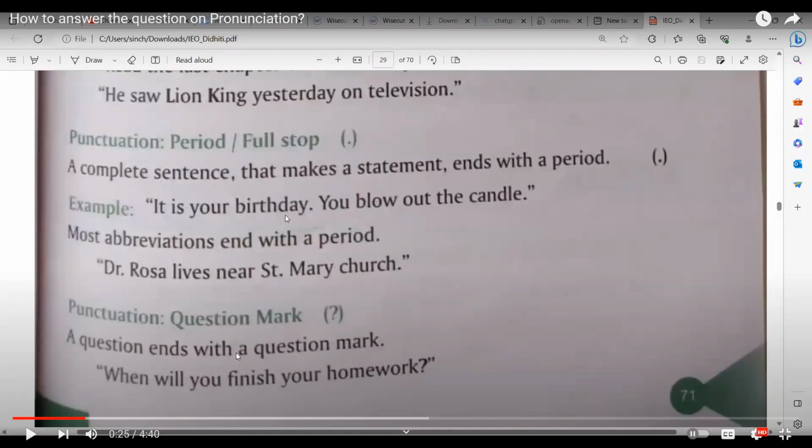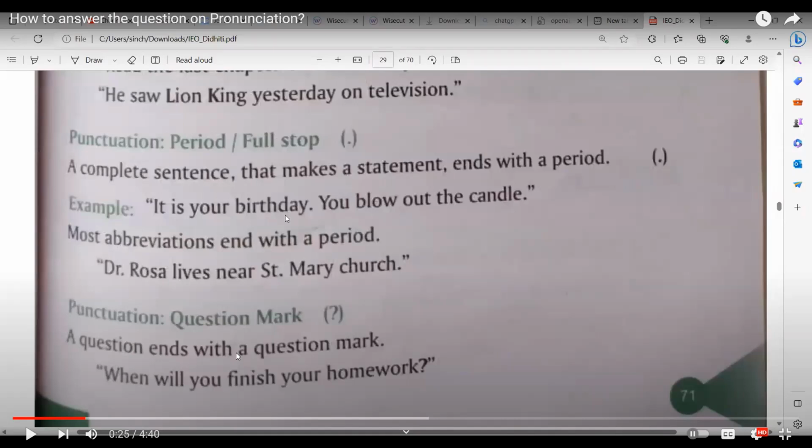Excellent. Now, Tuhin, give me an example, beta, of using a full stop. Ma'am, it will be I live near the railway station and the hospital. So where will you use the full stop, beta? Ma'am, at the last of the sentence after hospital. Very good. Excellent.